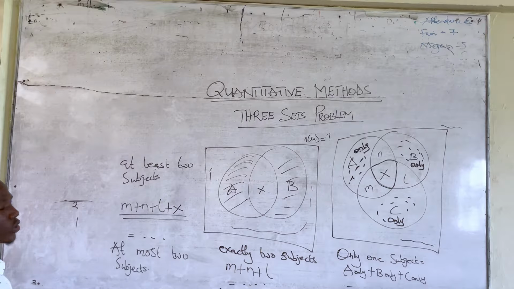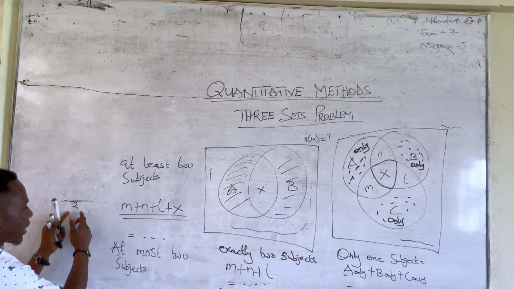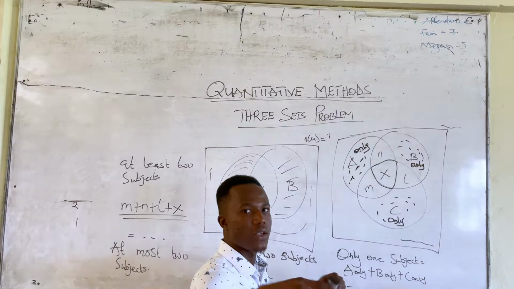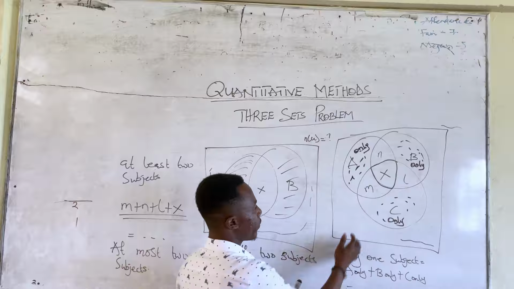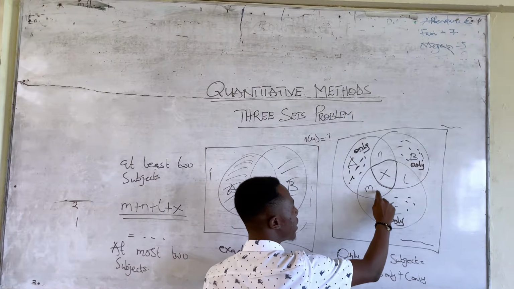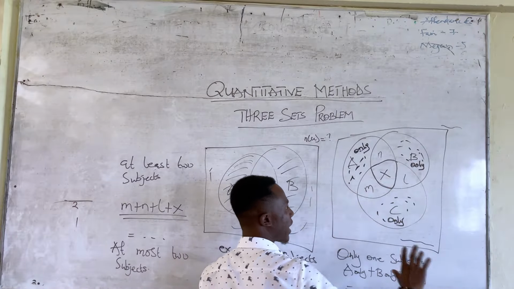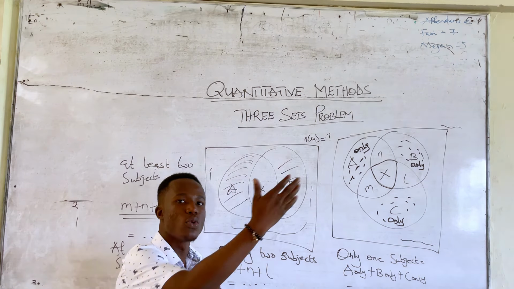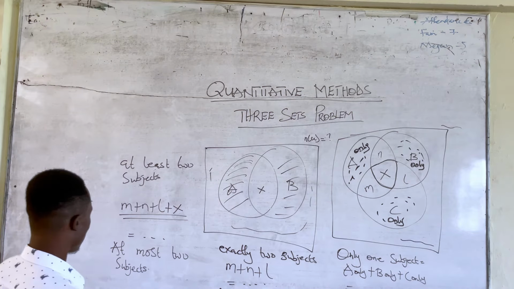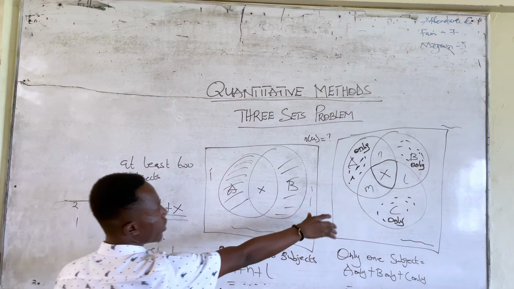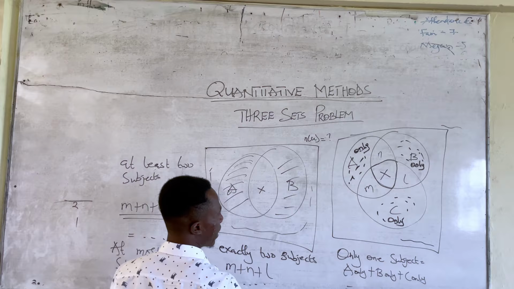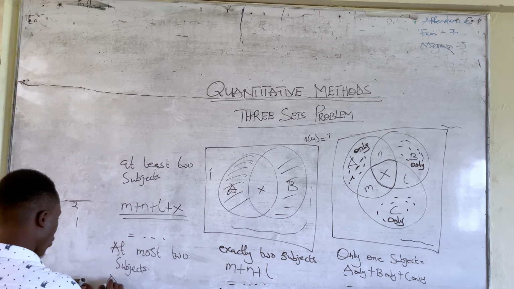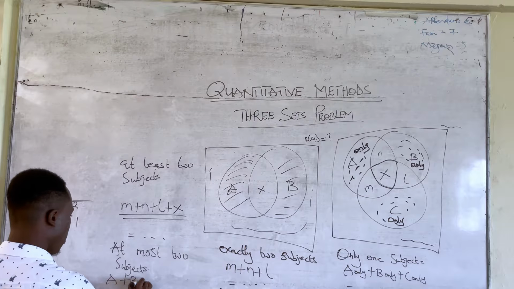We want at most what? Two. So if we want at most two, we start from one: the number of students who studied exactly one subject. Then we add the number of students who studied two subjects, and that is it. We are not going to add the three subjects because we are saying at most. So at most two subjects is the 1-1 plus 2-2: A only plus B only plus C only.